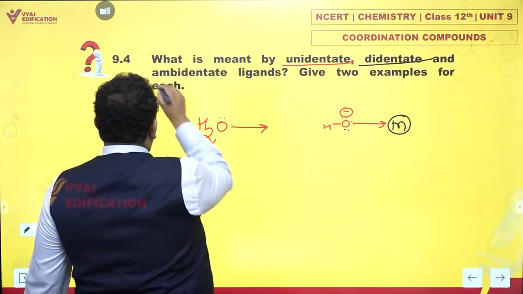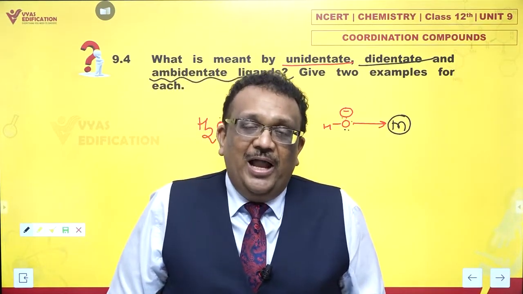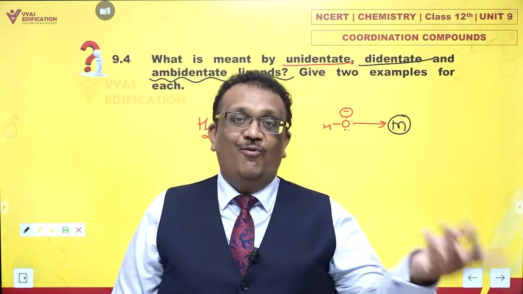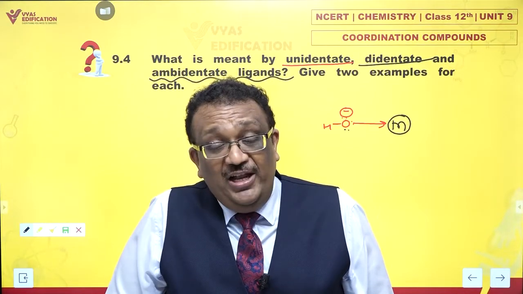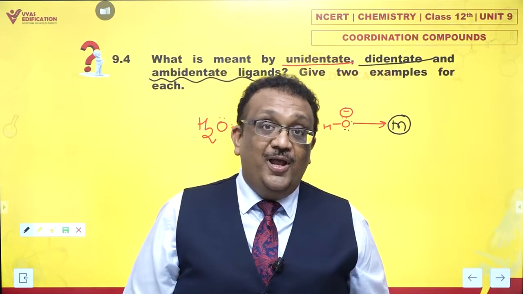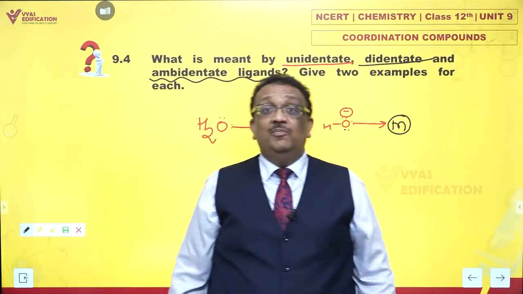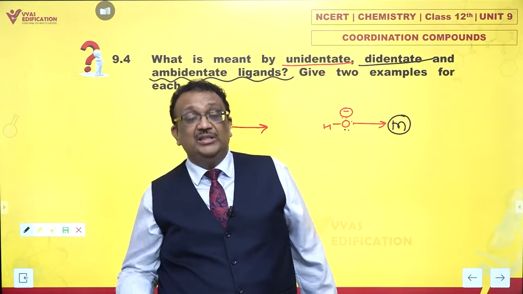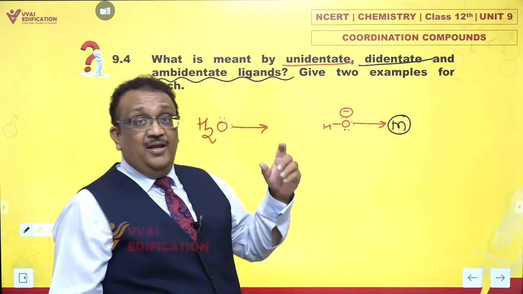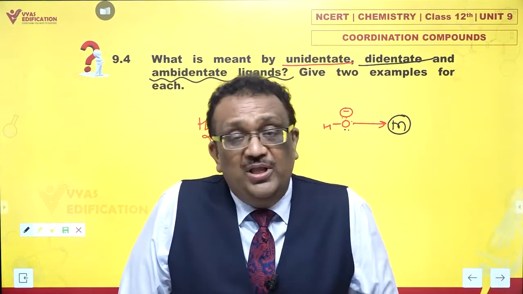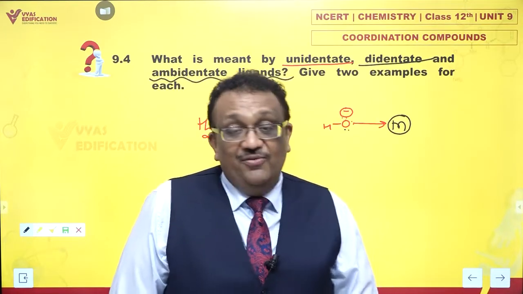Unidentate is done. And ambidentate ligands. What are ambidentate ligands? Amphibians, both land and water, animals which can live both ways. Ambidentate, if a given ligand can donate a lone pair in more than one way. What is more than one way? Usually through 2 or more different atoms, and that ligand is called an ambidentate ligand. That is the definition.